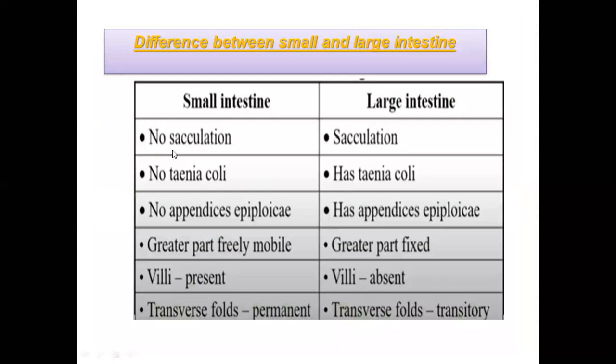The small intestine has no circulations, while in the large intestine the circulations are present. In the small intestine there will be no tinea coli, but in the large intestine the tinea coli will be present. Now, what are these tinea coli? They are the small accessory parts.